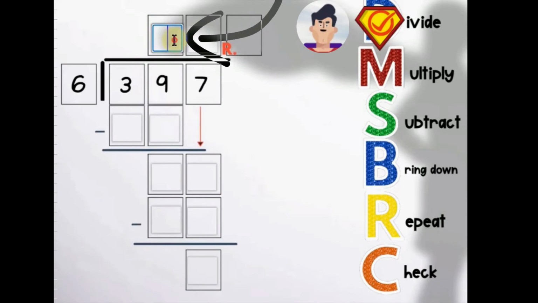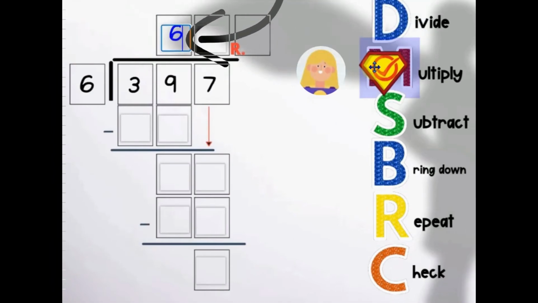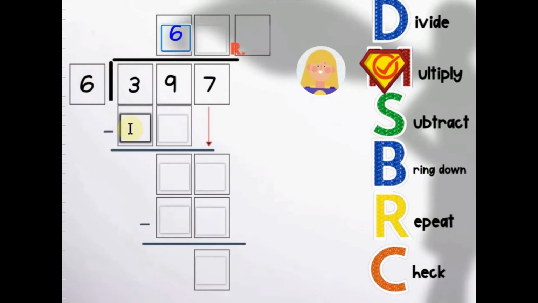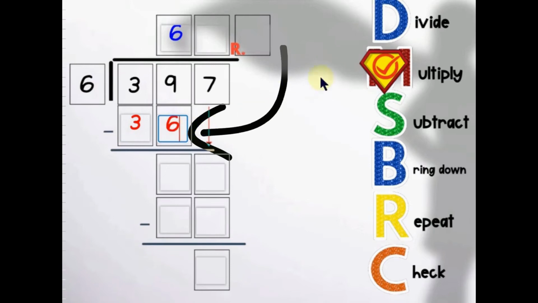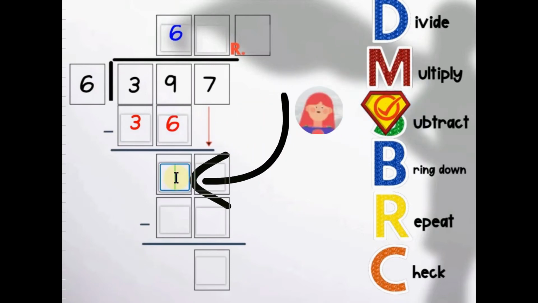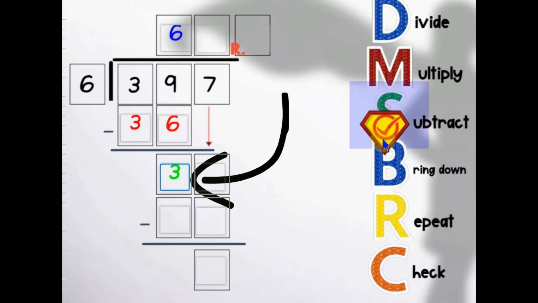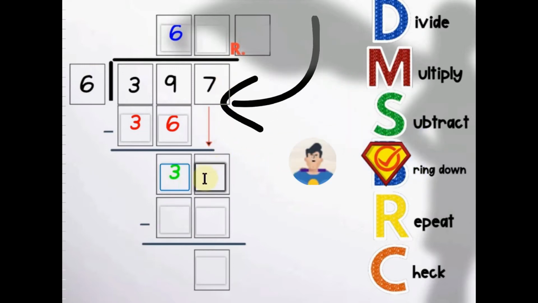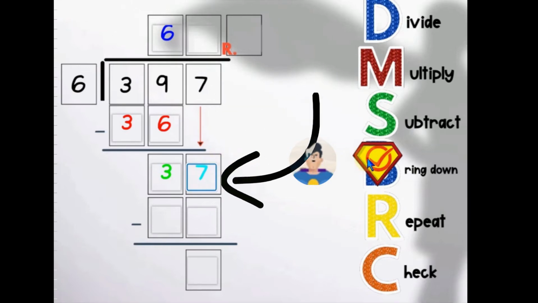I will start by dividing. 6 goes into 39 6 times. I multiply to check Dad. 6 times 6 is 36. I subtract 39 minus 36 and write 3. I bring down what is left to divide up. I bring down the 7 and it makes 37.